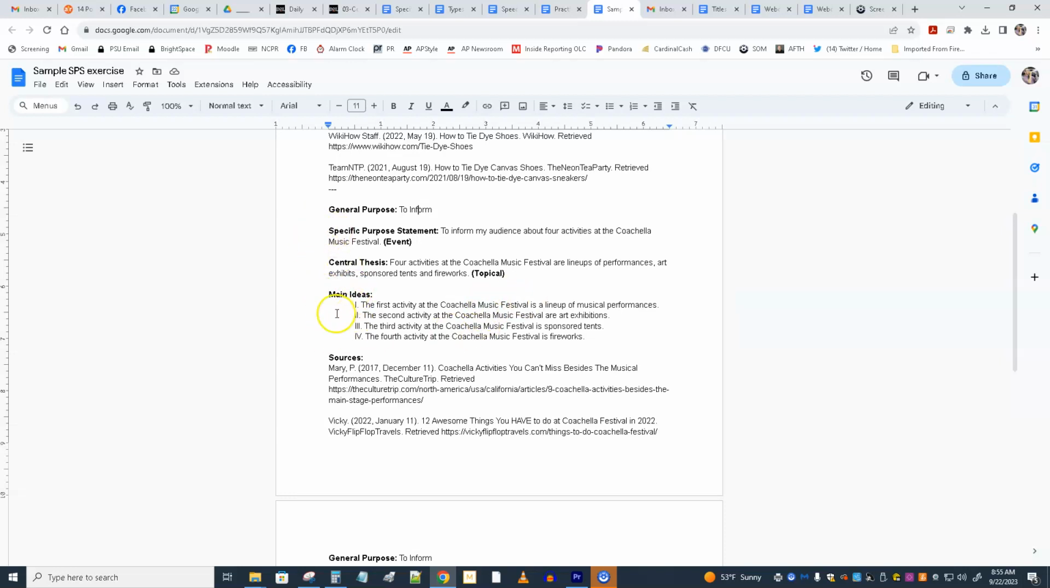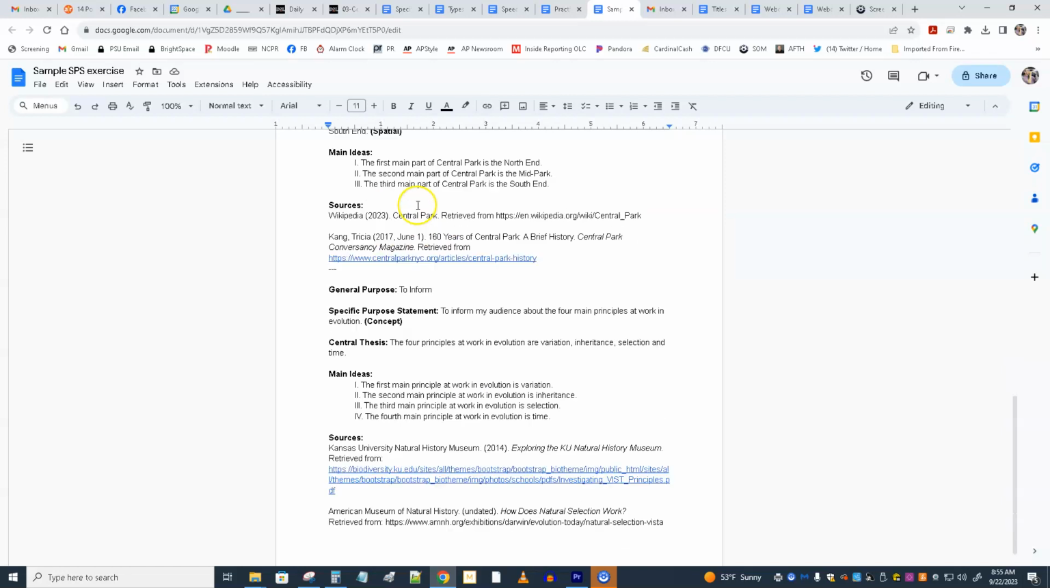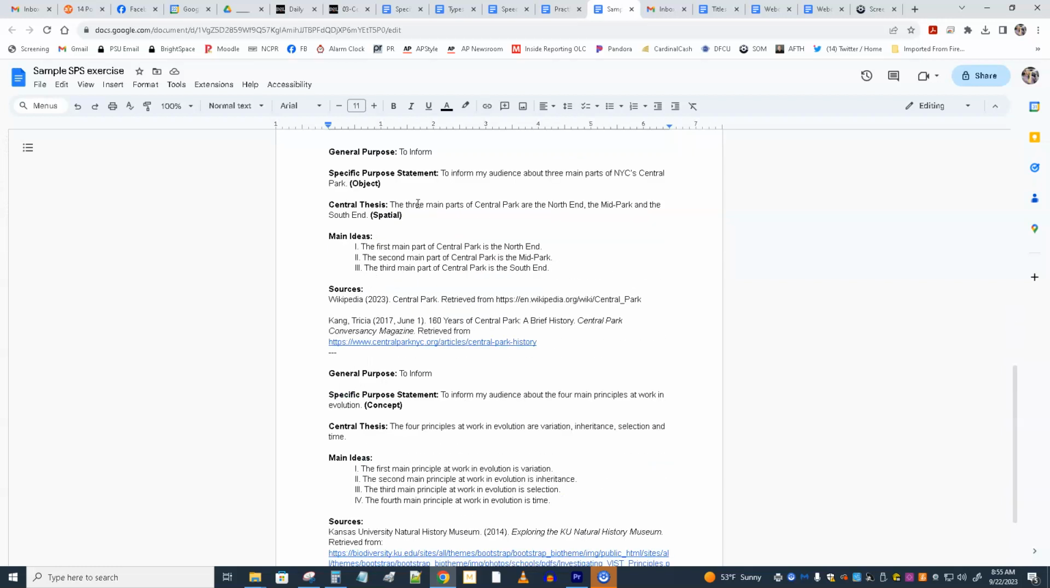So do notice how this is set up. You have this handout. How about to inform my audience about parts of New York City Central Park? Yes, a park is an object. This may be a little hard to get, but I'll use my salmon example, which I did not do yet. If I said to inform my audience about the 5 stages in the life cycle of an Atlantic salmon, what would that be? The 5 stages are, I would list the stages. The first stage is the aerial, the second stage is, and so on. I name the stages, right? And that would be the main ideas, and they would be worked into the central thesis.